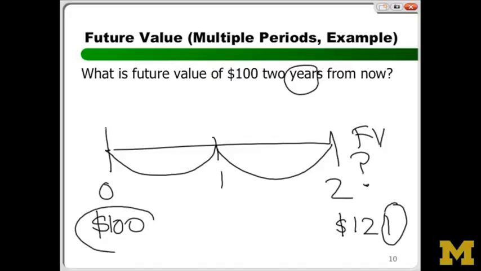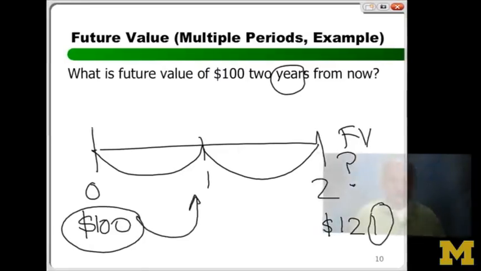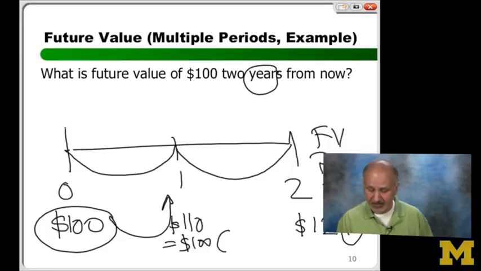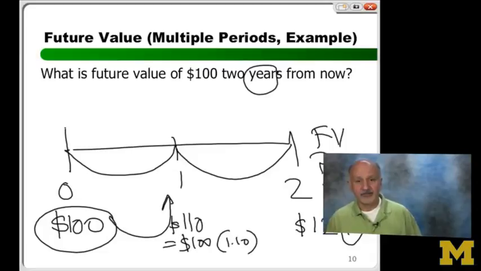So can you tell me how much this will be at this point? Do we know how to solve a 1 period problem? Of course we do. We know this is 110. Why? Because this was 100 times 1.1, right? So you don't need the formula to do this, hopefully, but we could do it in our heads.